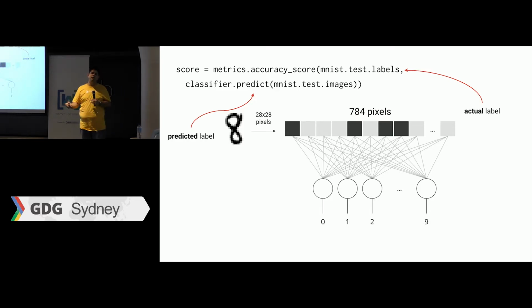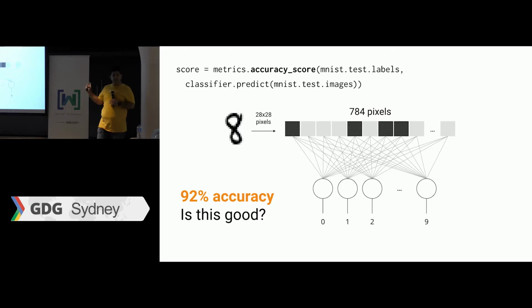It's going to say, okay, for this image, I think it's the digit 8. For that image, I think it's the digit 6. It will compare against the labels, and that metrics.accuracy_score will compare those two arrays and tell us what our accuracy rate is. Okay? And in this case, our accuracy for that MNIST data is 92%. So who thinks that's a good result? Who thinks that's a bad result? Why is it a bad result?